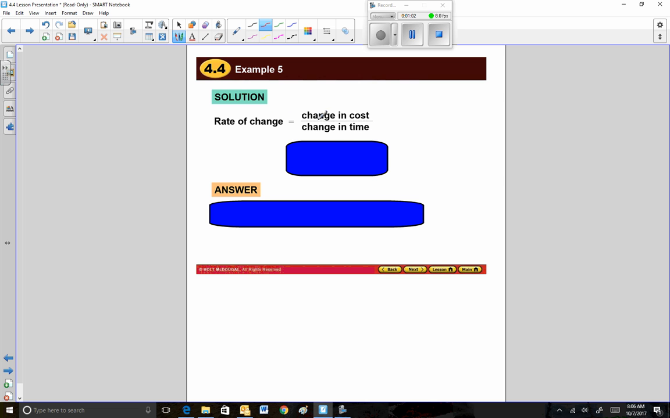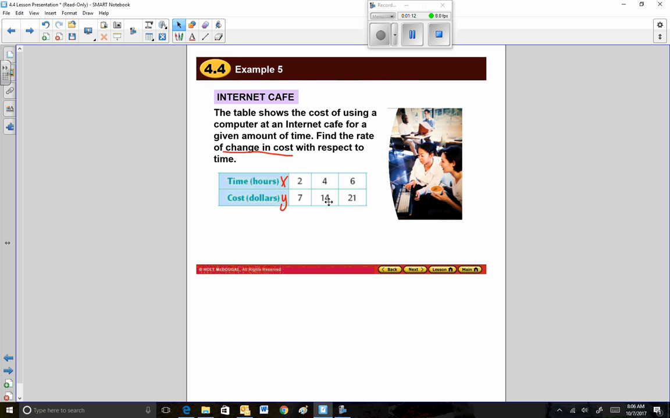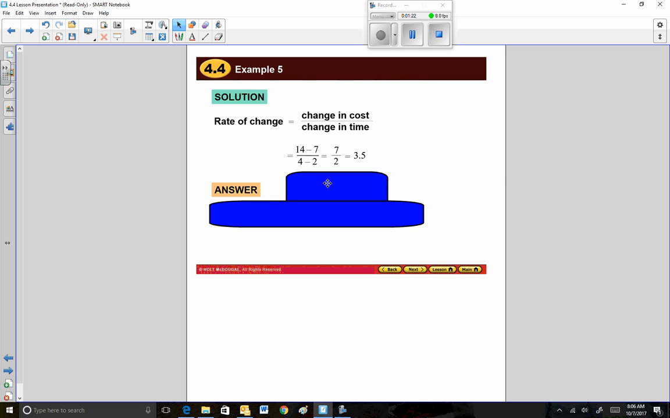Change in cost. If we do our change in cost, we had $14 minus $7, because those are your two y values. Guess what's going to be in the bottom? You got it. 4 minus 2. So let's go to the next slide and look at that. And 4 minus 2 goes in the bottom. Y is on top, x is in the bottom.